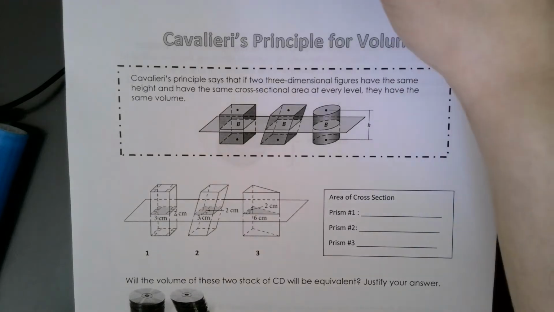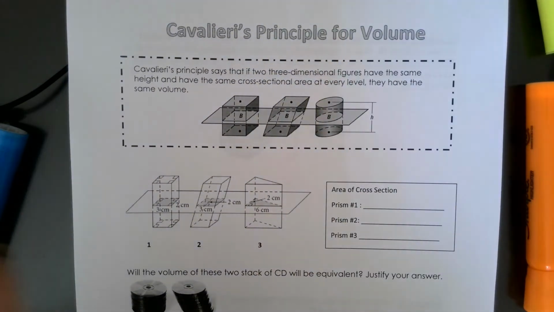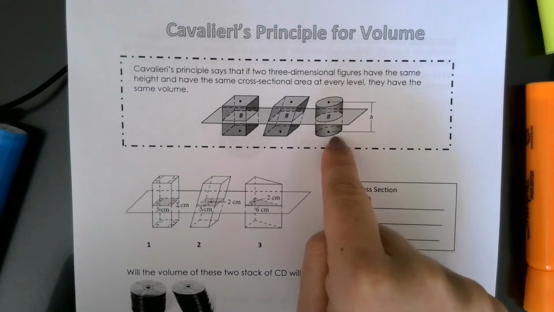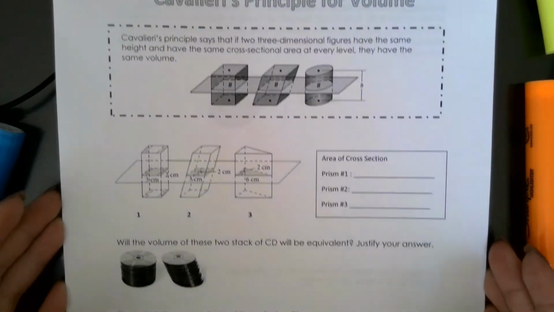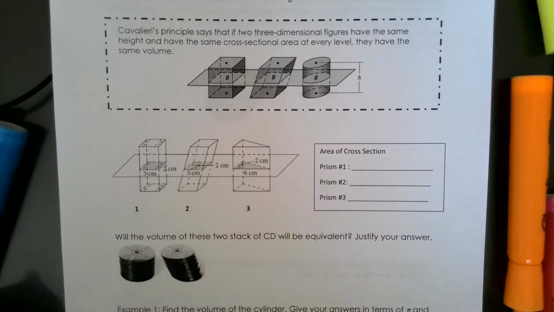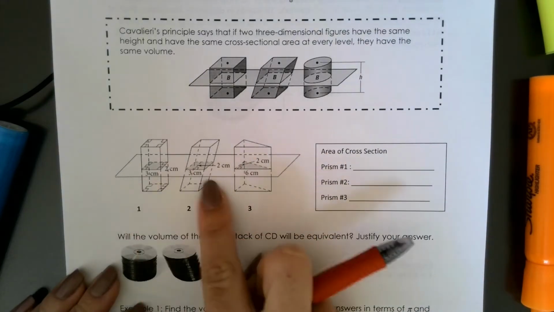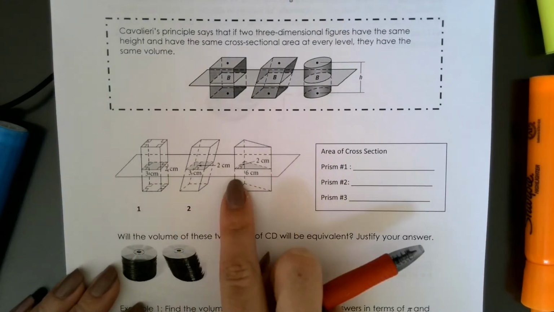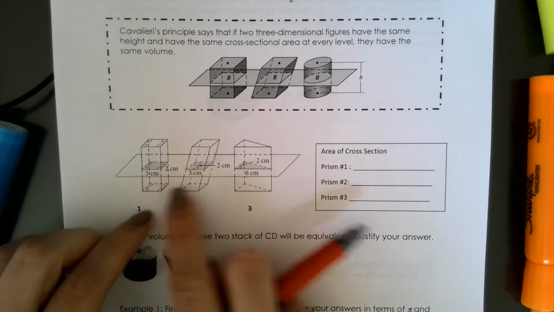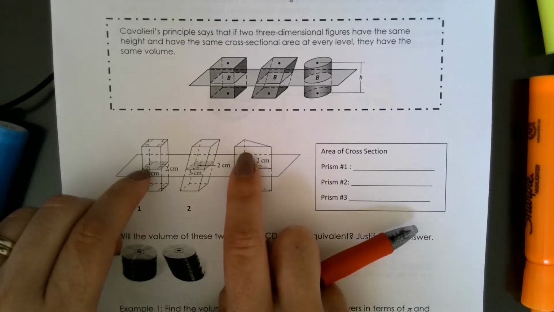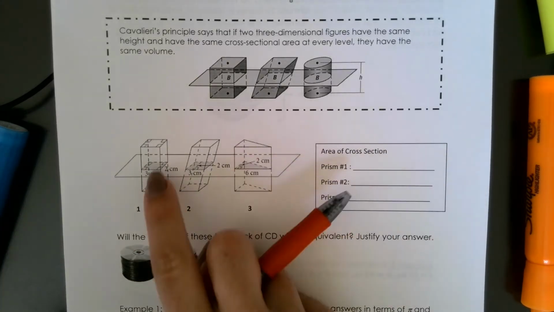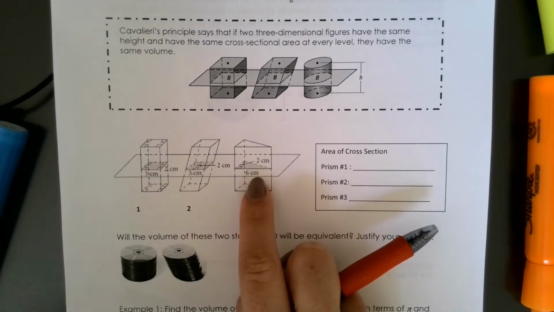In other words, if your solid is oblique, like slanted or tilted, you're still going to use the same volume formula, because it will have the same volume if they have the same height and the same area of the cross section. So let's actually show you one. According to Cavalieri's principle, all three of these shapes should have the same volume, because they have the same height and the areas of their cross sections should be equal.